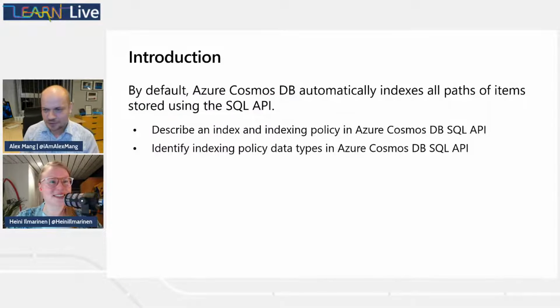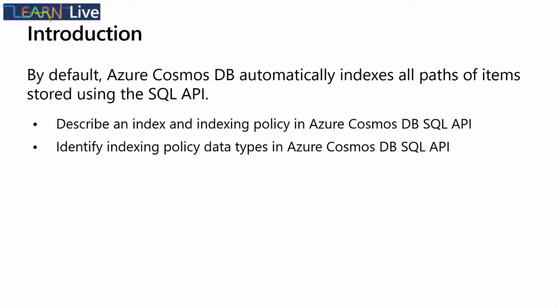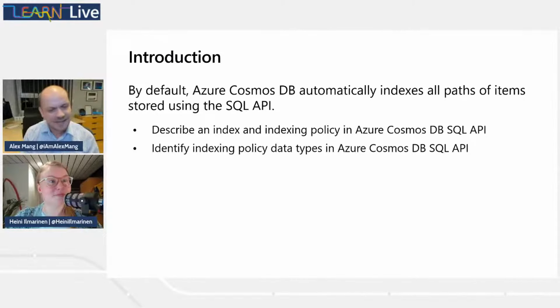By default, as you know, Heini, every single Azure Cosmos DB account and every single container automatically indexes everything. What does that even mean, that they index everything? Because the mindset is a bit different from SQL, isn't it? It is, because if you think about the SQL world, there you have to specifically create indexes where you need them. Whereas here, you have everything on from the get-go.